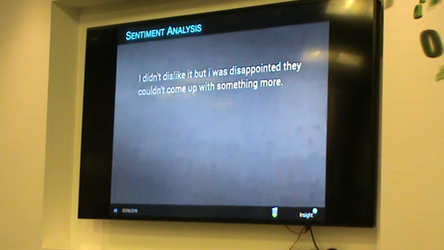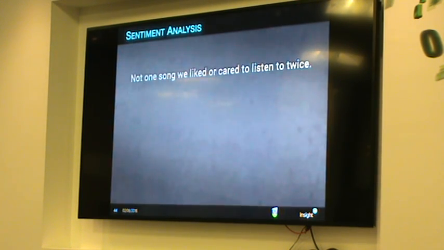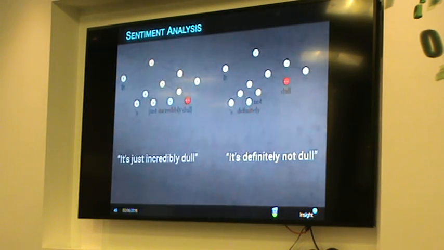The reason this is hard, again, these are some examples from, I think, music reviews. Sentiment analysis generally gets tricky: "I didn't dislike it, but I was disappointed I couldn't come up with something more." So again, understanding what people are saying, particularly when they use things like negation or sarcasm or irony, is very, very difficult. This is a hard job for sentiment analysis to do.